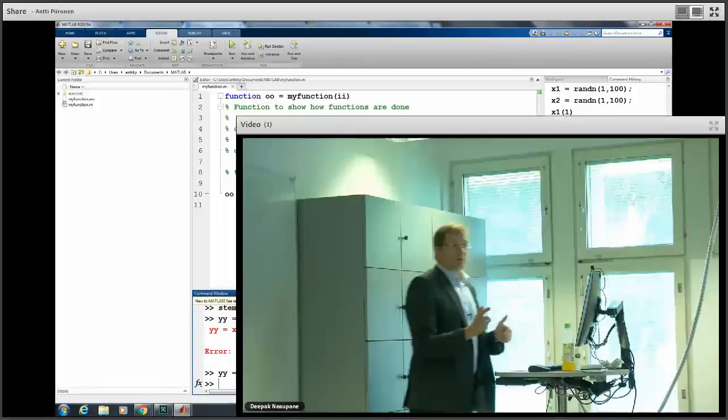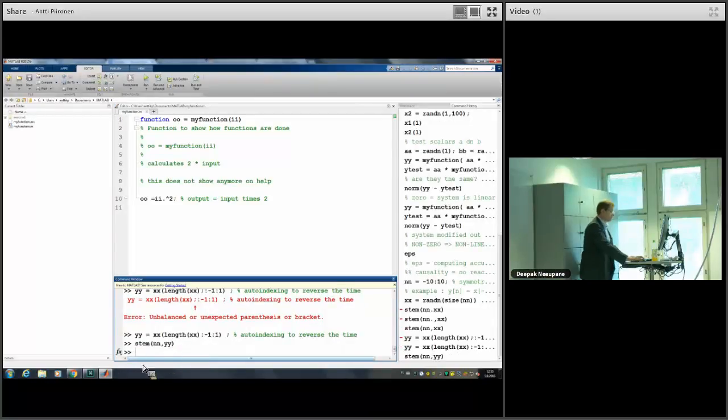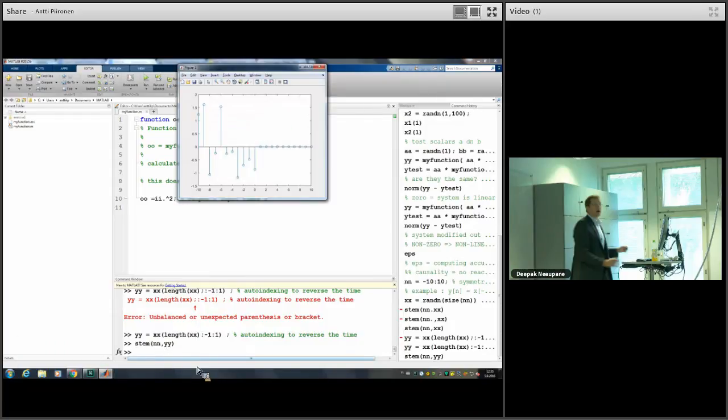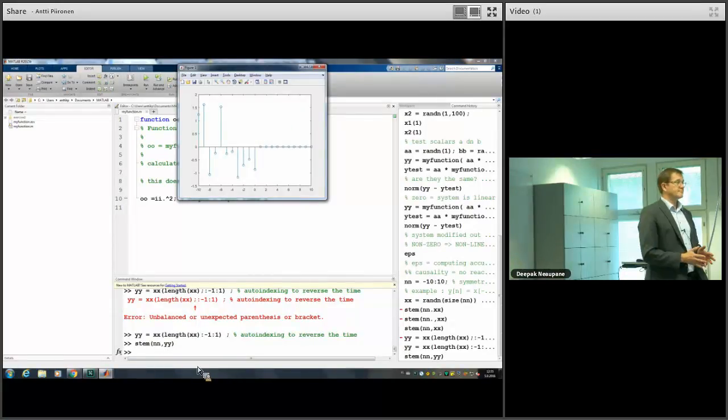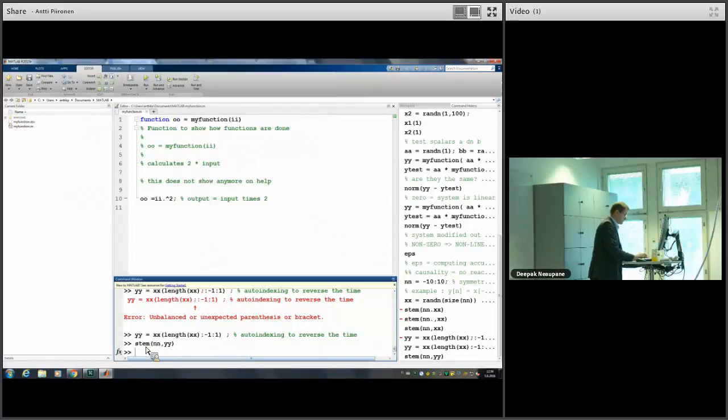And now the question is, do we have anything on the left-hand side of this picture? Stem nn yy. Okay, this is not a causal system. Non-causal. There are plenty of non-zero values on negative index values.